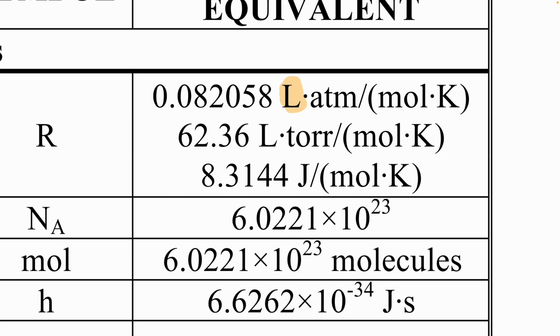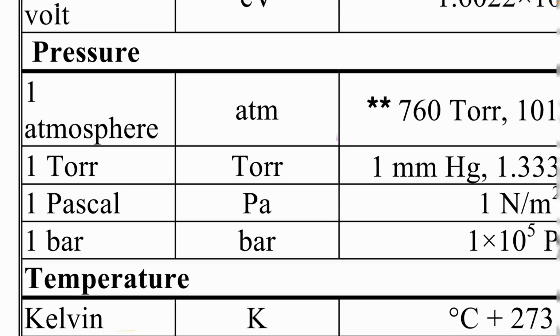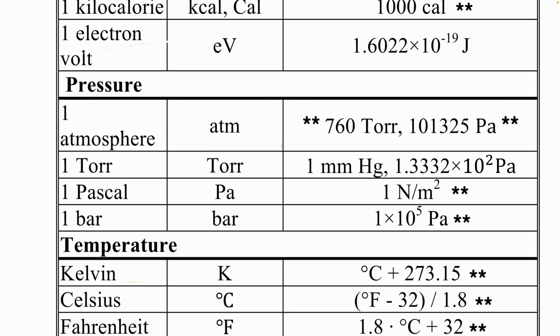So we have liters, ATM, moles, capital K for Kelvin. And then in the other one, we have liters, torr, moles, and Kelvin. Okay? So what's the difference here is the ATM and the torr. These are different units of pressure. Okay? You probably had to do a unit conversion in pressure just while I was making you do unit conversions, but we hadn't actually talked about pressure.